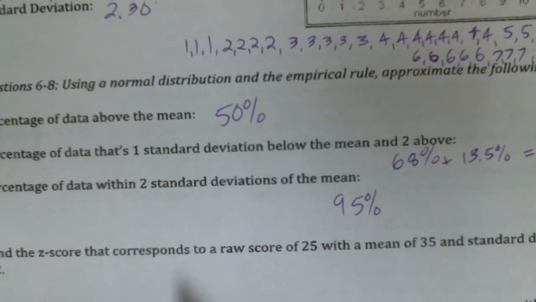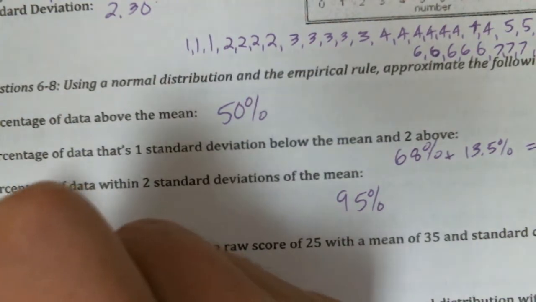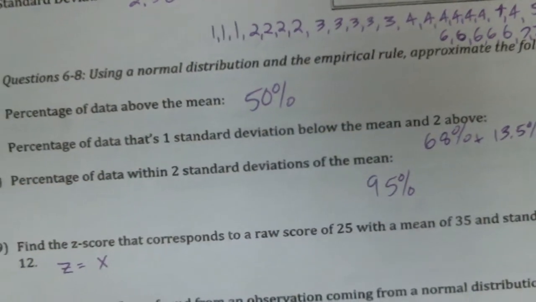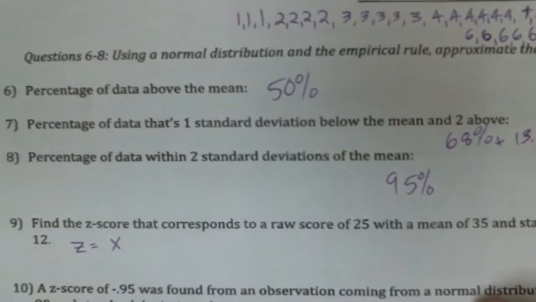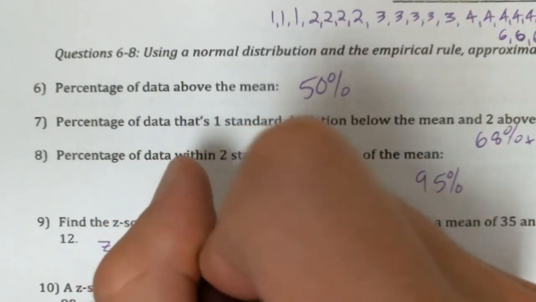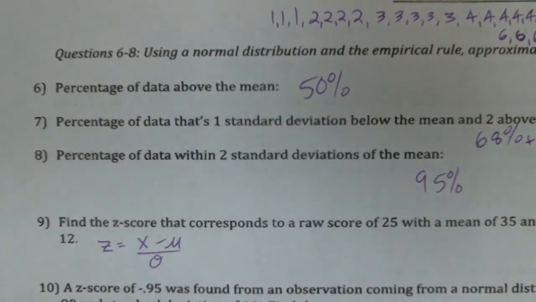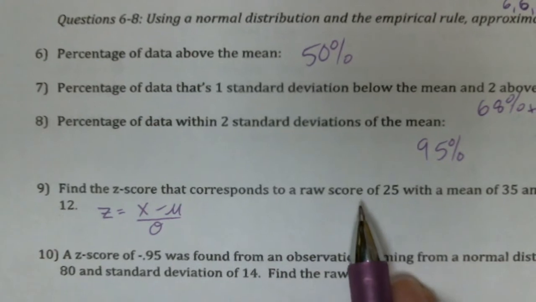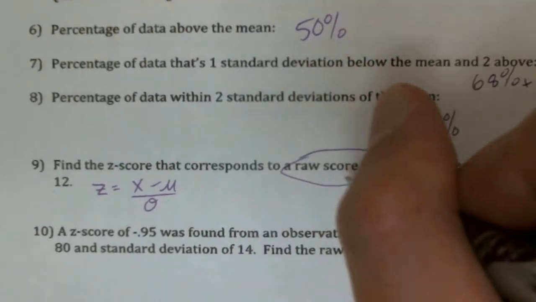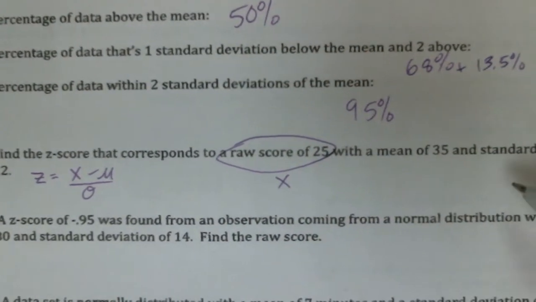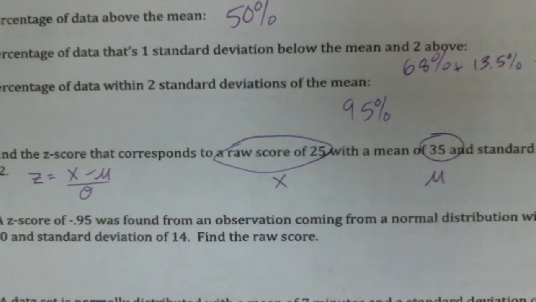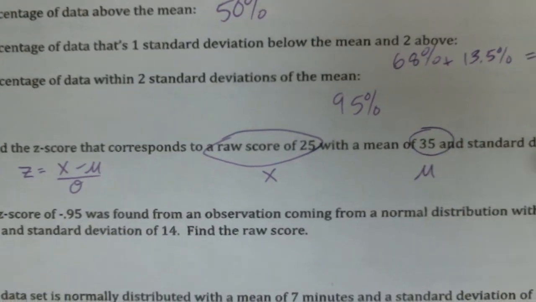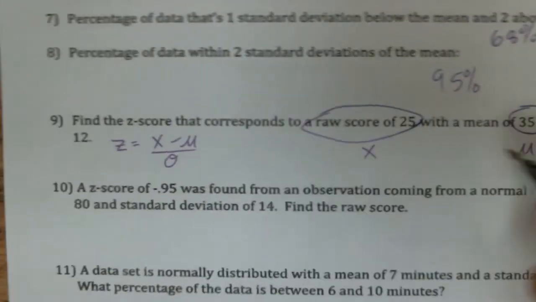Find the Z-score, and you guys are going to have to memorize these formulas. The formula for Z-score is equal to the raw data value x minus the mean, divided by the standard deviation. So they're asking to find the Z-score that corresponds to a raw score. There's my raw score, that is my x, and a mean, that's my mu or x bar depending on how you look at it, with a standard deviation of 12.